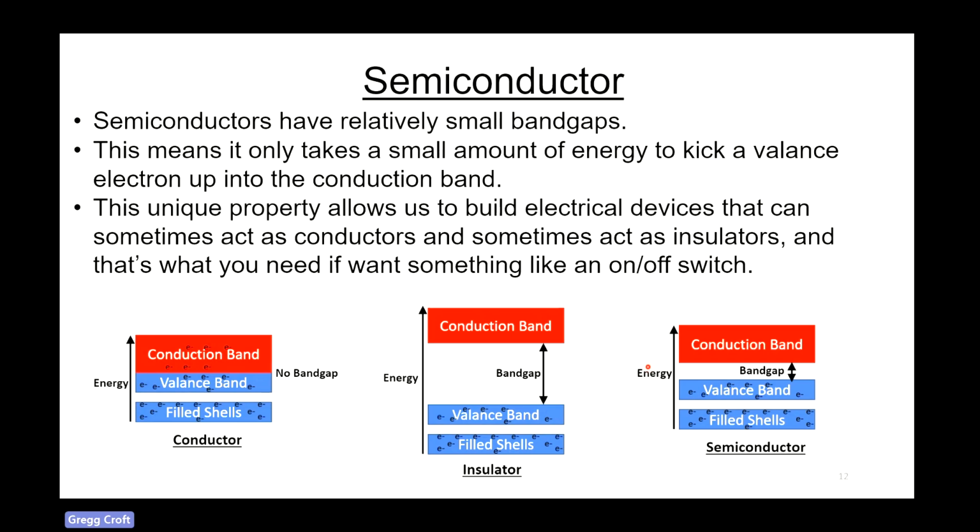In a semiconductor, you have a relatively small band gap. This means it only takes a little bit of energy to kick an electron from the valence band up into the conduction band. That unique property allows us to build electrical devices that can sometimes act as conductors and sometimes act as insulators. That's really what you need if you want to build something like an on-off switch, which is what a transistor is.